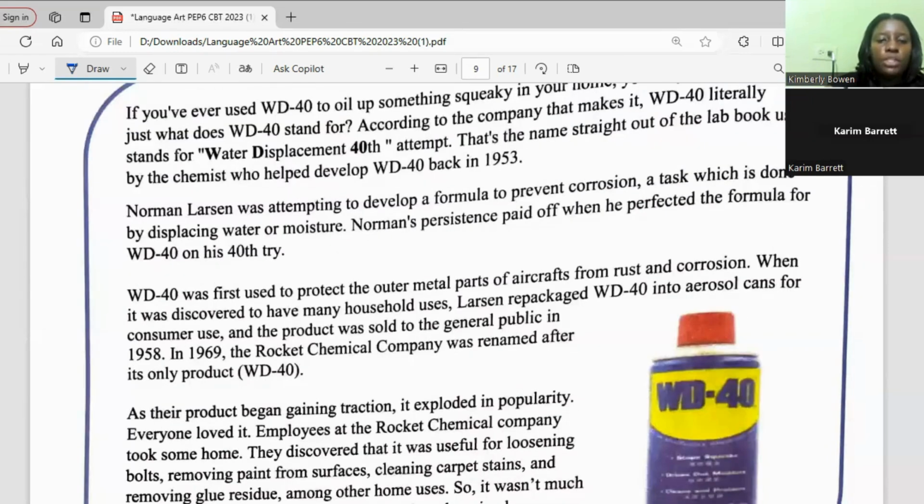WD-40 was first used to protect the outer metal of aircraft from rust and corrosion. When it was discovered to have many household uses, Larson repackaged WD-40 into aerosol cans for consumer use. And the product was sold to the general public in 1958. In 1969, the Rocket Chemical Company was renamed after its only product, WD-40.